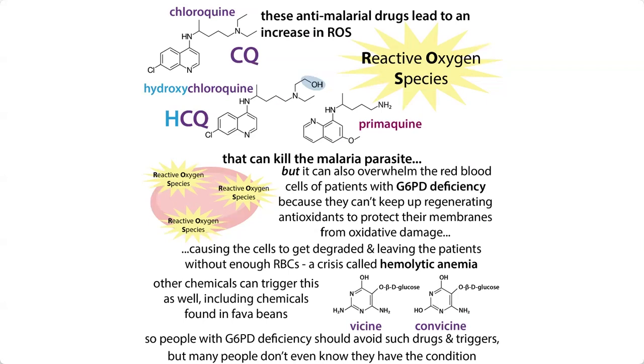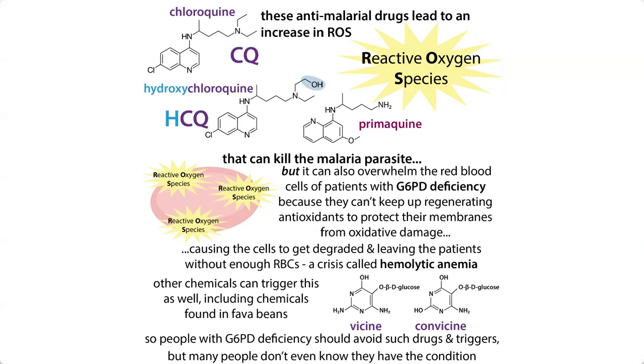Some drugs like chloroquine and hydroxychloroquine actually kill parasites by inducing a lot of oxidative stress. And all sorts of other chemicals can trigger this, like fava beans. Basically, if you have more oxidative stress happening in the cells, yeah, it's going to kill the parasites, but if your cells can't keep up, then it's going to cause issues.